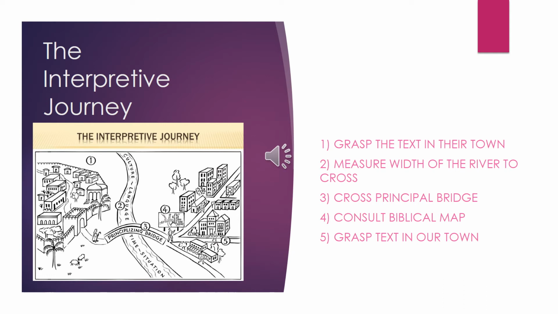Number four is to consult the biblical map. So to consult the biblical map, we just need to see how does it relate to the rest of the Bible. And number five, grasp the text in our town. So how do we apply this today? How do we apply this to specific situations in our current context?